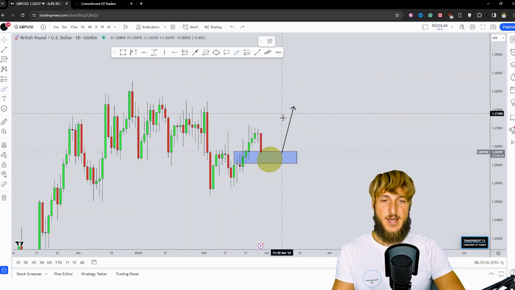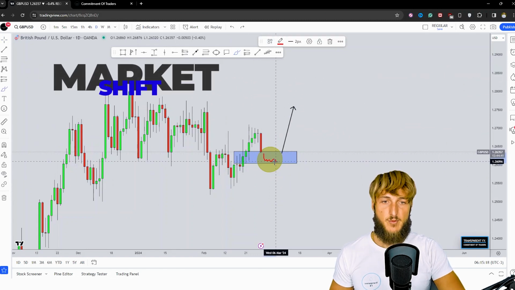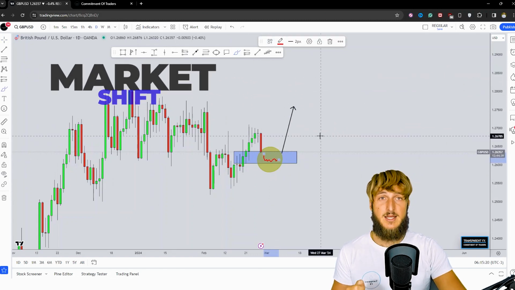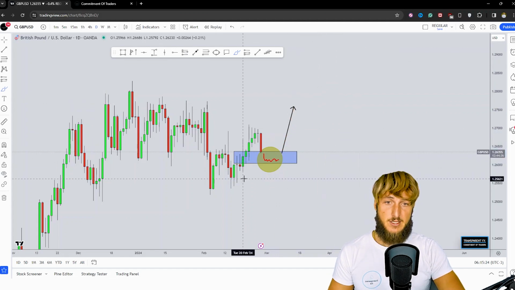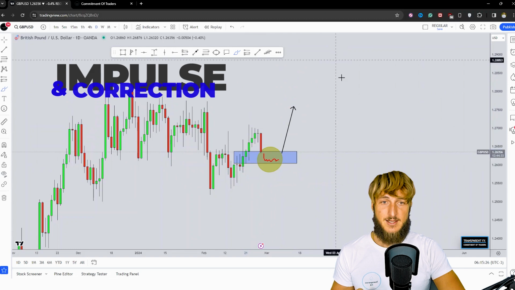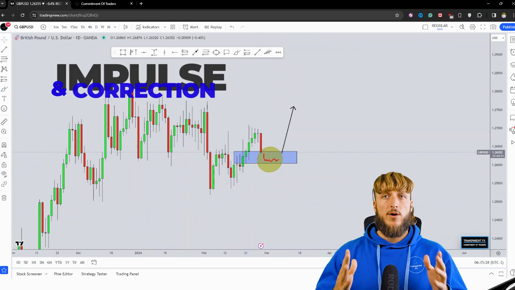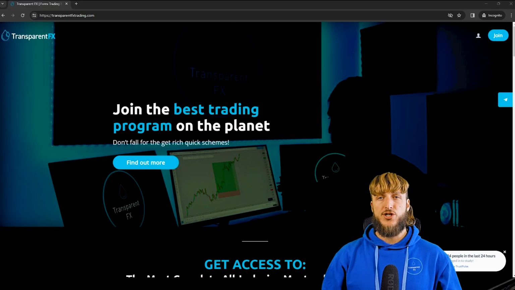Therefore, what I would expect is that if this market would shift from an intraday bearish to a bullish market, at that point, I wouldn't be surprised to see a potential push higher, completing this daily impulse, correction and impulse pattern to the upside.